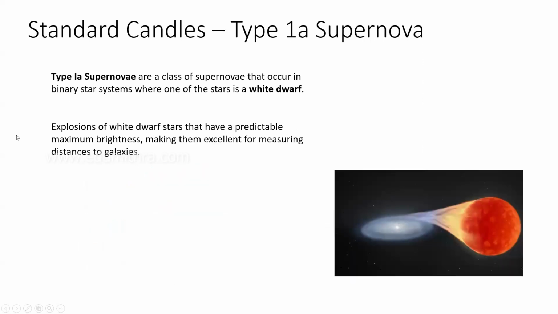Similarly, the peak brightness of a type 1a supernova, not any supernova, but type 1a supernova, also can be used as a standard candle. So this is what we discussed in the last class. These are some of the methods that we employ to find the distance to objects in the cosmos. Okay.